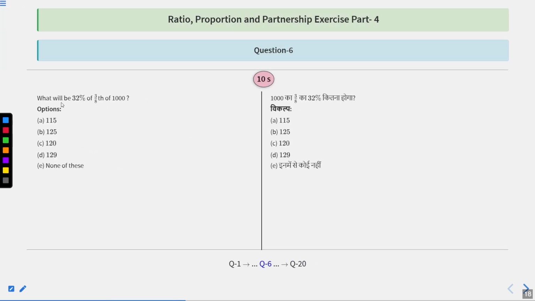Next question is, what will be 32% of 3 by 8 of 1000? You have 5 options and 10 seconds to analyze the question. Your time starts now.